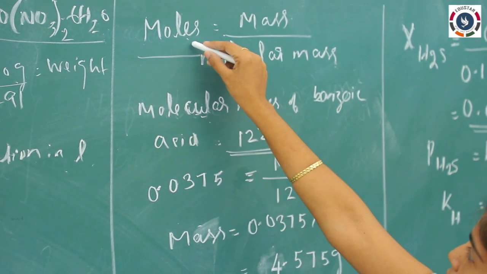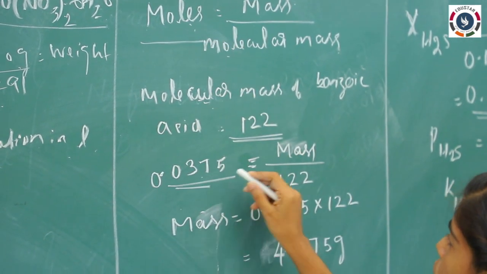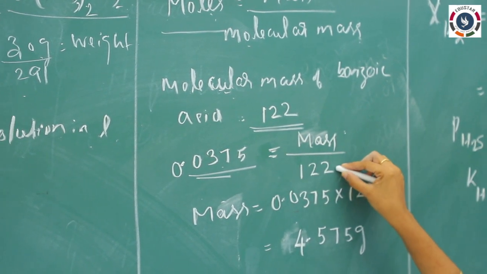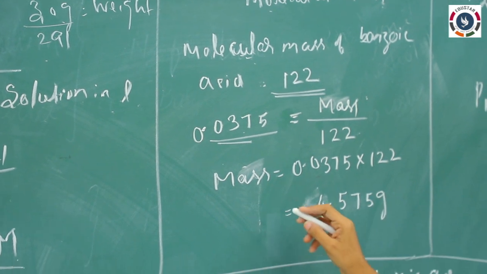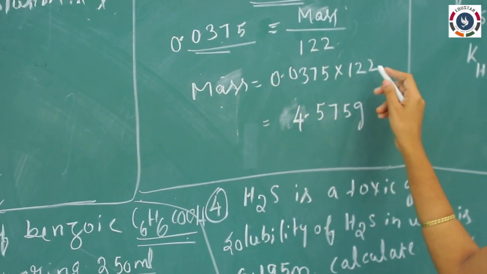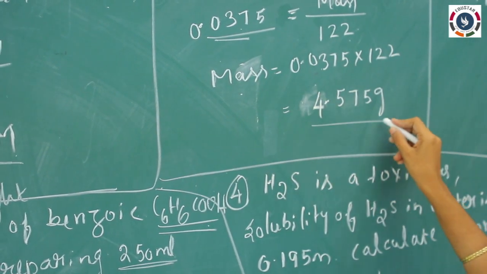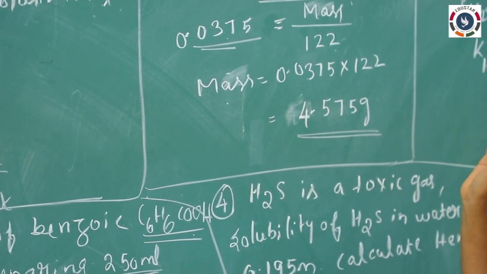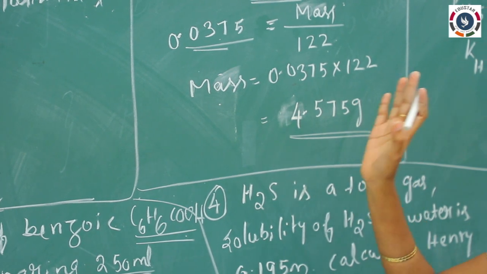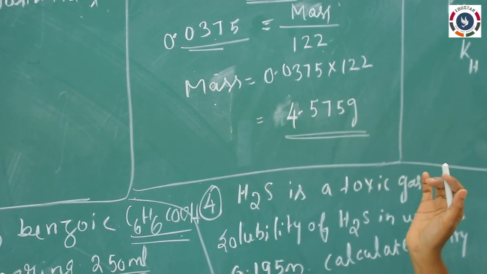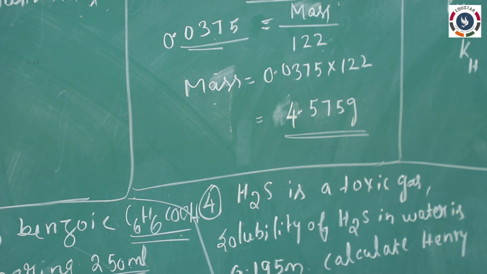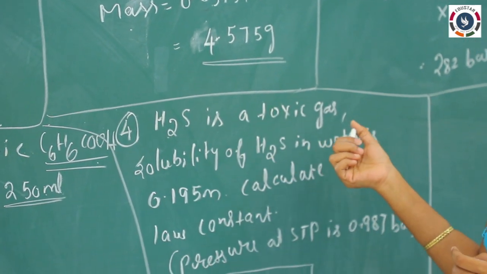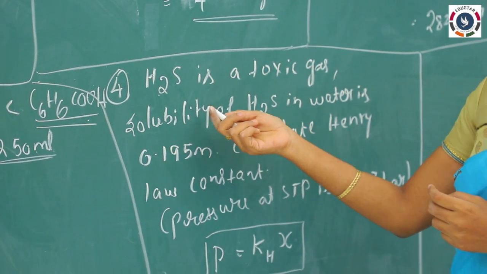So I have written the moles value; the mass is what we have to find out. Molecular mass of benzoic acid is 122. To find out the mass, just cross multiply this, and we are getting the amount as 4.575 gram. This means this much of benzoic acid is required to prepare 250 ml of 0.15 molar solution. Moving to the next problem, this is based upon Henry's law constant.